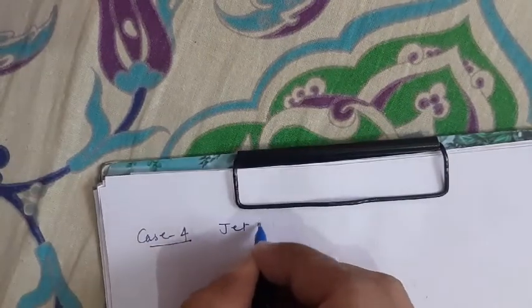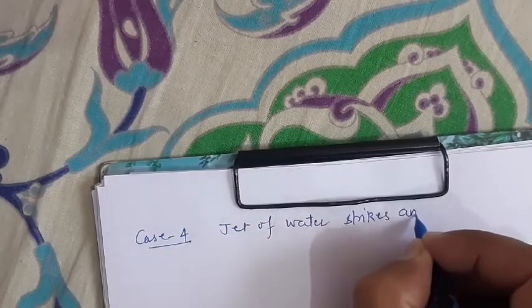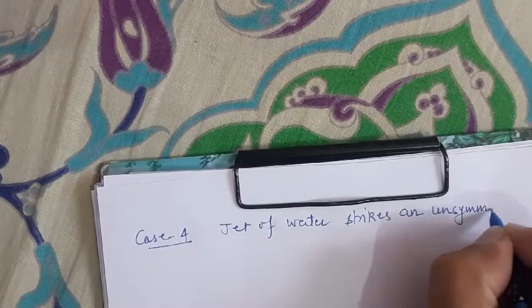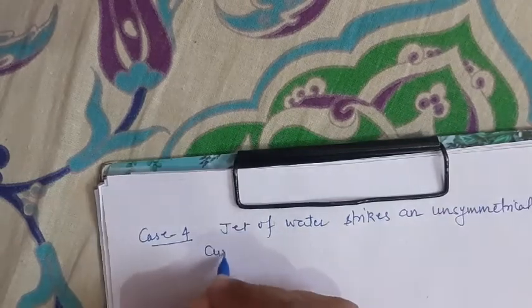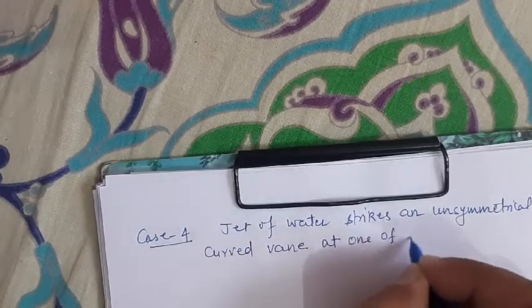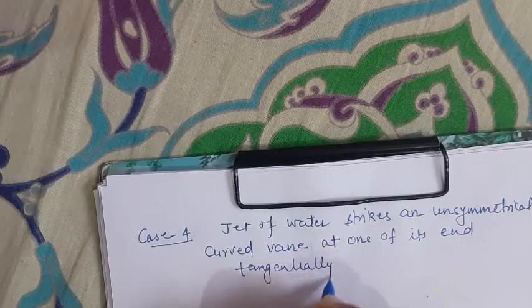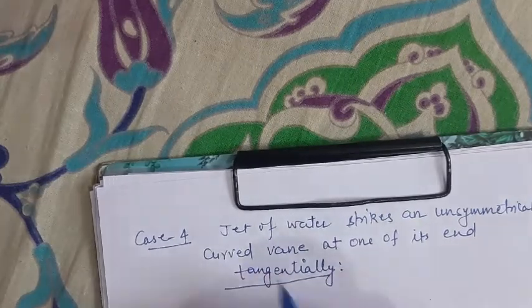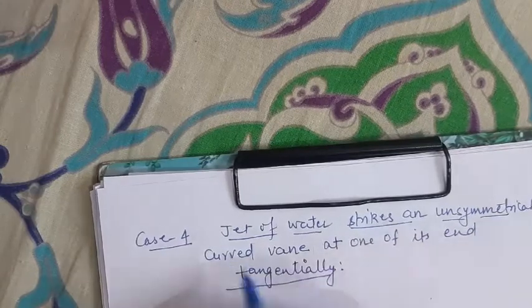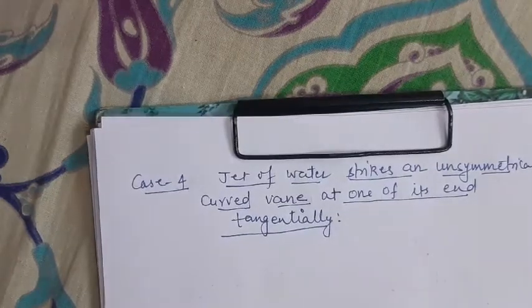The case fourth in this category: a jet of water strikes an unsymmetrical curved vane at one of its ends tangentially. This is the most important case in this category. If this case is clear to you, then it would be rather easy for you to solve all the cases related to turbines like Pelton wheel turbine, Francis turbine, or Kaplan turbine.